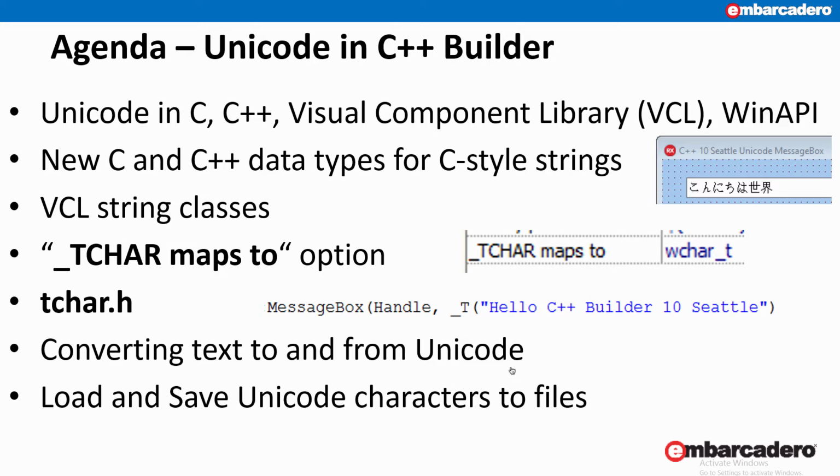We'll look at converting text to and from Unicode because we need to know how to convert between the various Unicode encodings and the various ANSI encodings. And we'll see that the two easiest ways for doing this are using the Windows API and using the VCL. And lastly, we'll also look at how to load and save Unicode characters to files, because you can use Unicode characters with VCL components like the TMemo, the TListBox, the TComboBox, the TEdit, etc. So we need to know if any modifications are needed to our C++ Builder programs to handle Unicode characters for these components.